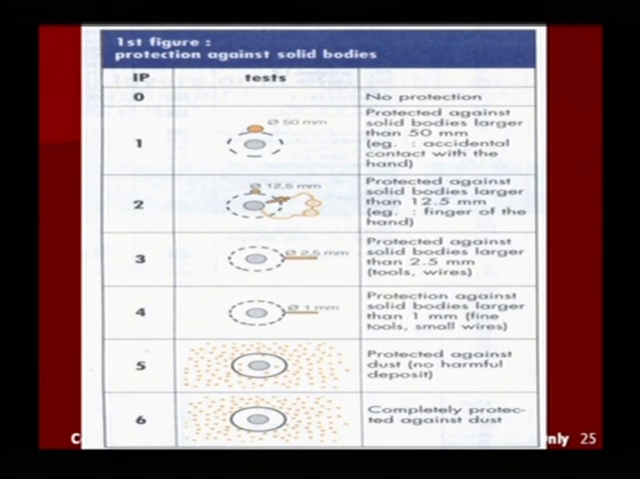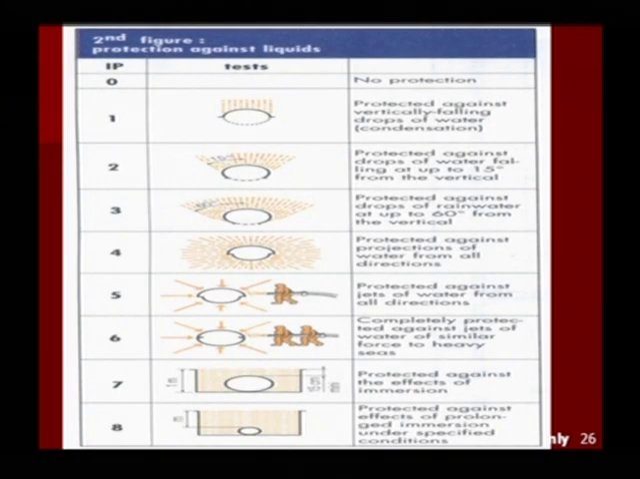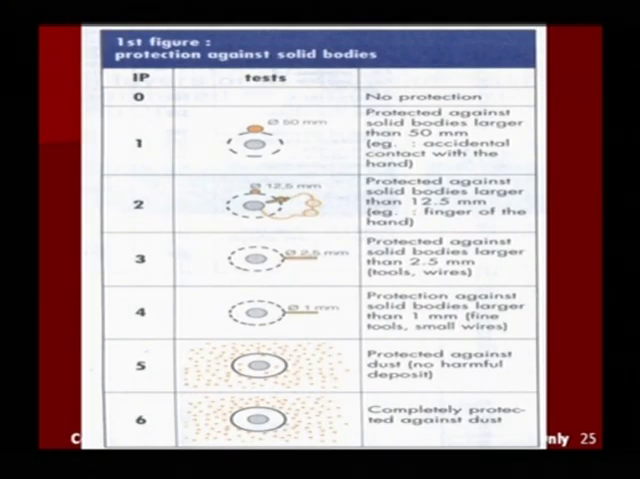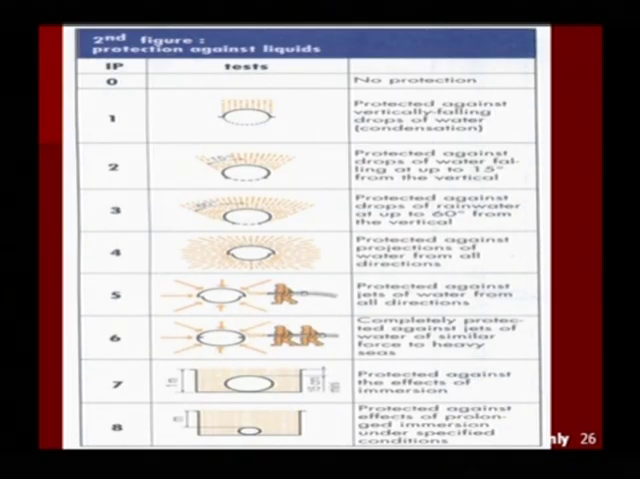And you can see in this example they've got a little device that they are trying to poke into the enclosure. The second figure is, so here, if you had an enclosure 5-4, the first one would be protected against dust, no harmful deposits, and the second digit 4 would be protected against projections of water from all directions. You can see that right here.